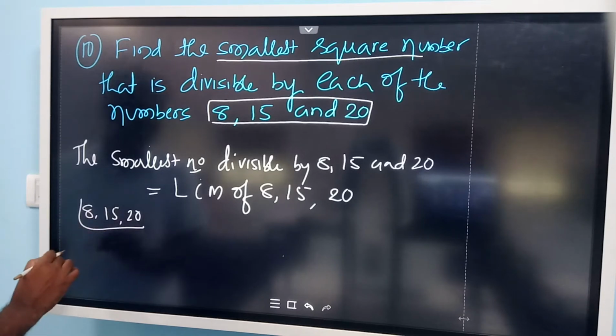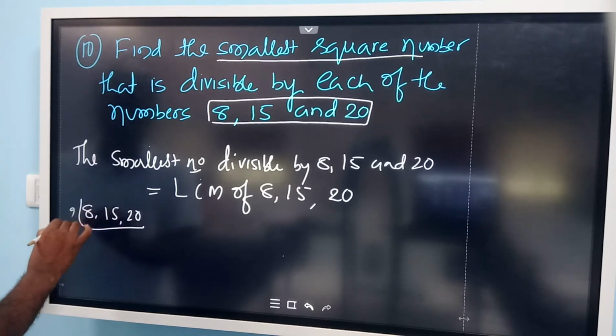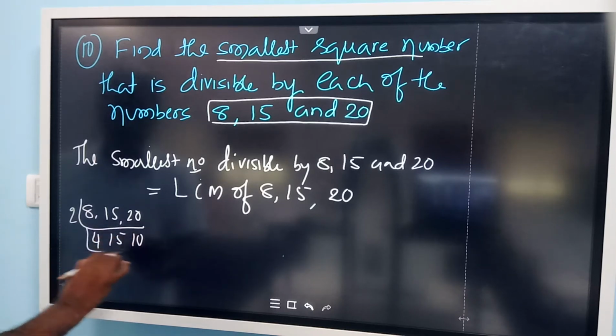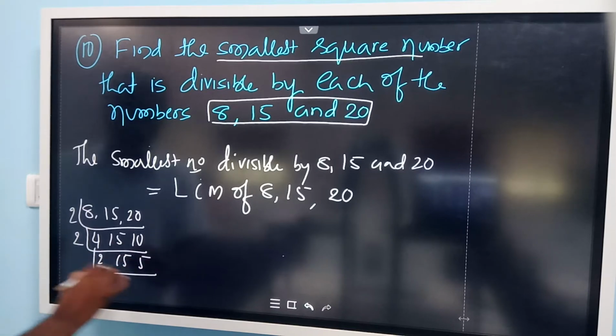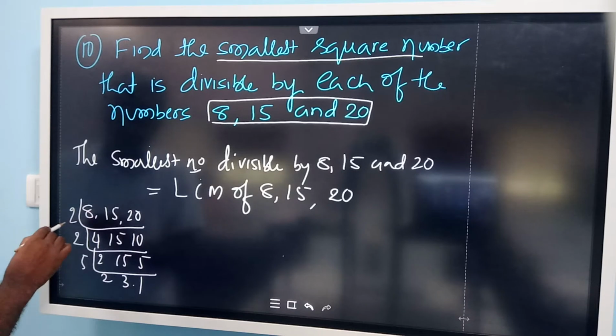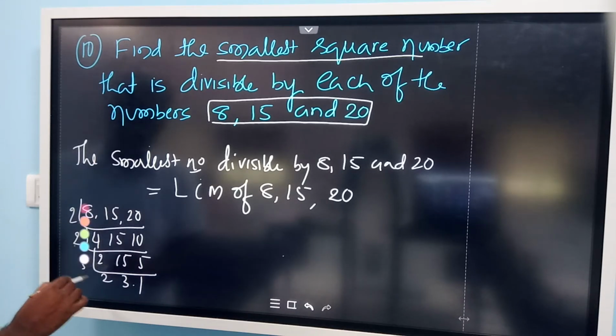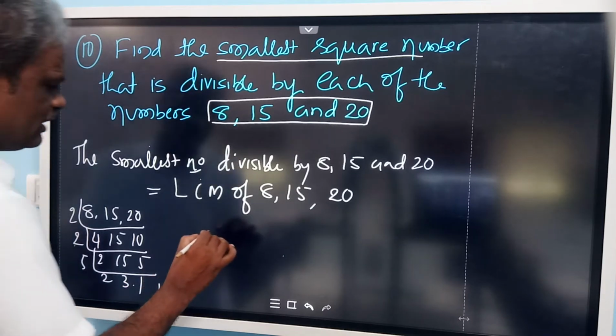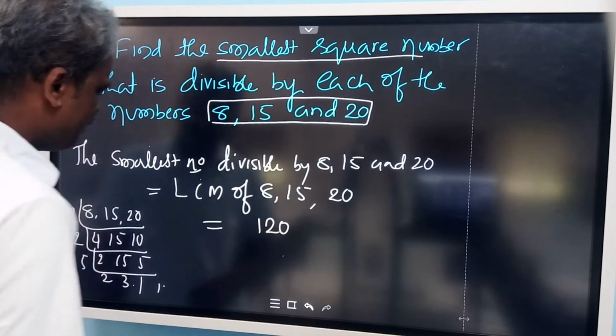Is it correct? 120, yeah? 2 4s are? Again, 2 2s are? 15, 2 5s are? Then again by 5, 2. Okay, now 2 2s are 4, 4 5s are 20, 2 2s are 40, 4 3s are 120. So therefore LCM is 120.